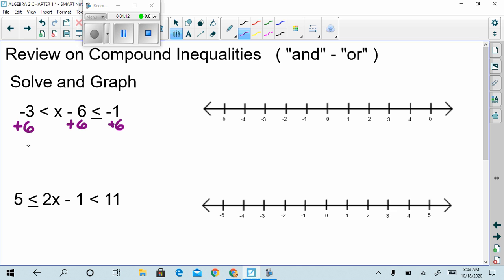Negative 3 plus 6 will give me 3. That tells me 3 is less than x. Now we've isolated x, which is less than or equal to negative 1 plus 6, which is 5.